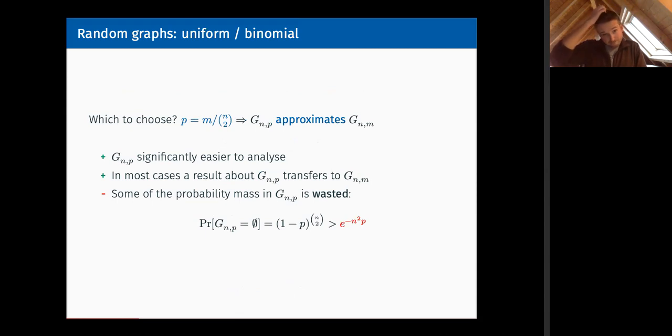Okay, so which model to choose? When we take p to be m over n choose 2, you can think of G(n,p) as being an approximation of G(n,m). In expectation, such G(n,p) will have exactly m edges. In reality, it's not very likely that it will have exactly m edges, but it will have roughly m edges. Now, what's the advantage of G(n,p)? It's significantly easier to analyze. In most cases, a result about G(n,p) would transfer to G(n,m) in a rather standard way, using some standard techniques and tools. What's the drawback of G(n,p)? The drawback is that some of the probability mass is wasted. In particular, G(n,p) will be empty with some small probability, but as we will see, this is actually quite a significant probability.